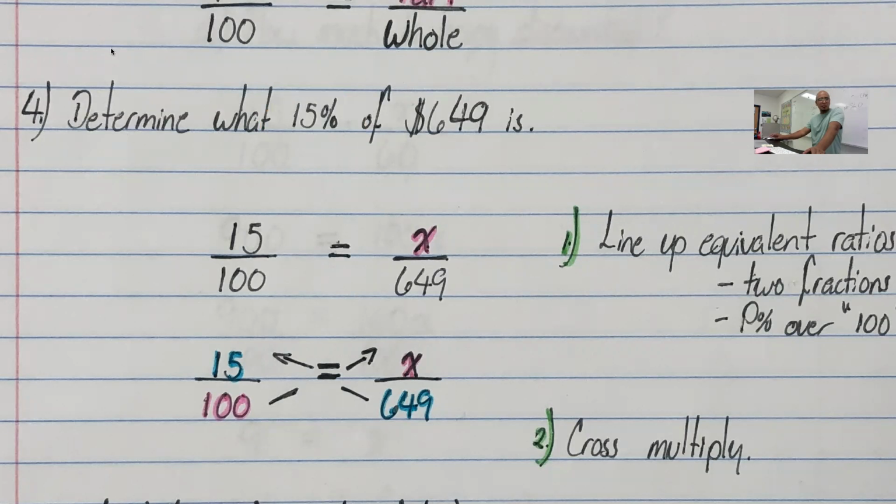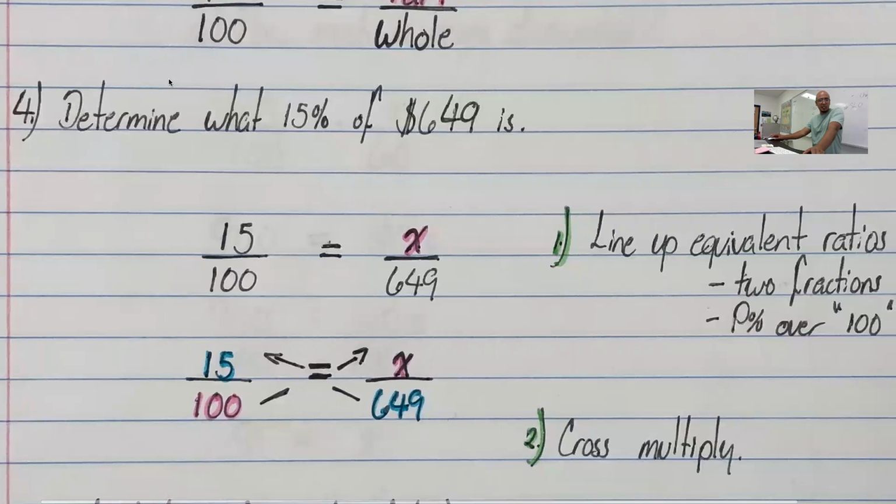Ladies and gentlemen, for these problems, we're going to start off the exact same way that we did last week, in that we're always going to have two fractions. We want to set these up together. Our first step is the exact same first step that we had last week. Number 1, we're going to line up the equivalent ratios, or the equivalent fractions. So we're going to have two fractions, and we're going to put the percentage over 100.